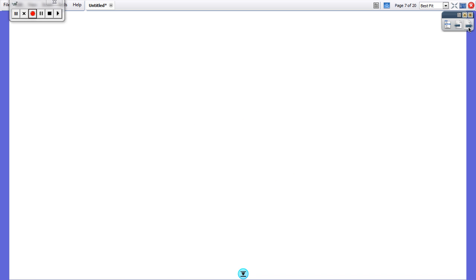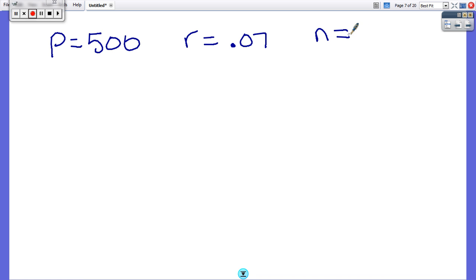So our first problem is going to say, let's say I have $500 and I'm investing it at 7% interest annually. Find the value after 10 years. So that means that our principal is equal to $500. Our rate was 7%, but as a decimal, that's 0.07, remember. And I want to find what happens after 10 years. So that means n is going to be equal to 10.